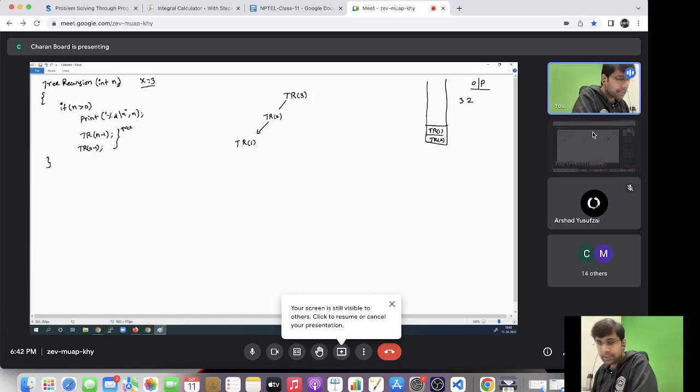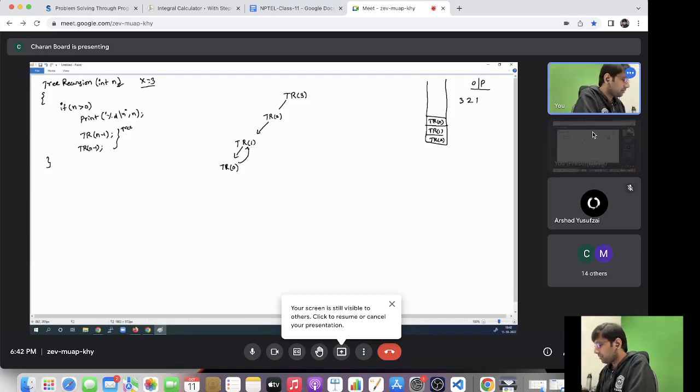Again tr of 1 will be executed here. It will check whether n is greater than 0, and it is, so it will print 1 here and go to tr of 0. Now we are at tr of 0. One tr of 0 will be here, and another tr of 0 will be there. Now tr of 0 fails this condition, so it says, okay, I am done here, I will come back.